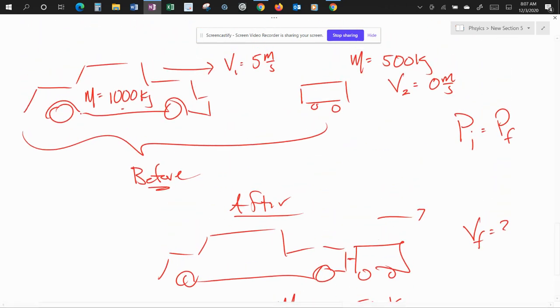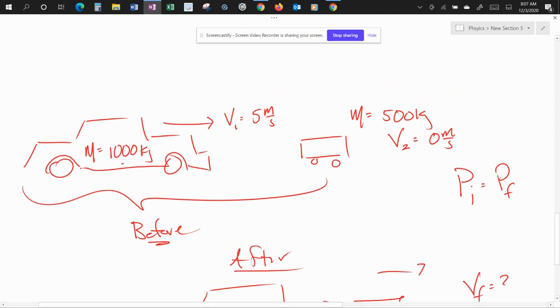My initial momentum here is fairly easy. For this guy, P is equal to M times V, which in this case is 1,000 multiplied by 5, so it's 5,000. And the unit is kilogram meters per second. The momentum for this guy over here is 0, so it's 0 kilogram meters per second. So that's easy. The total momentum of this system initially is 5,000.